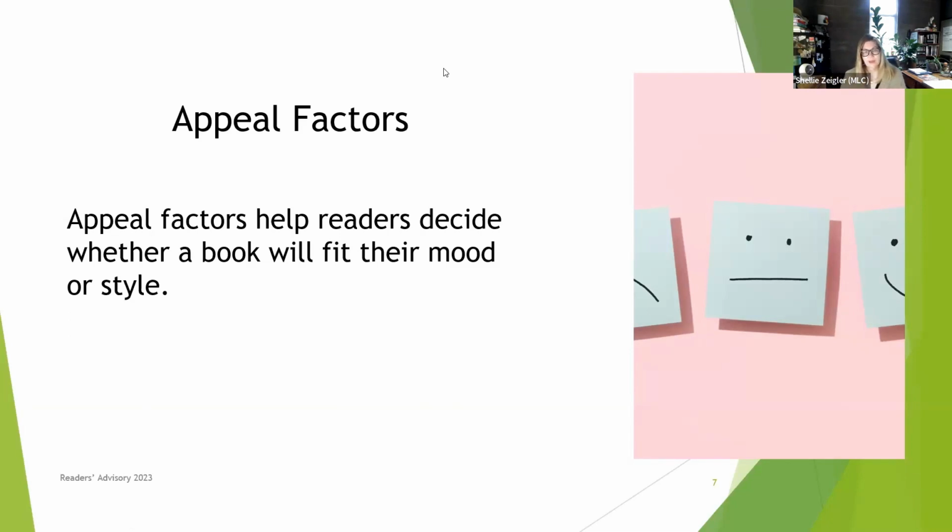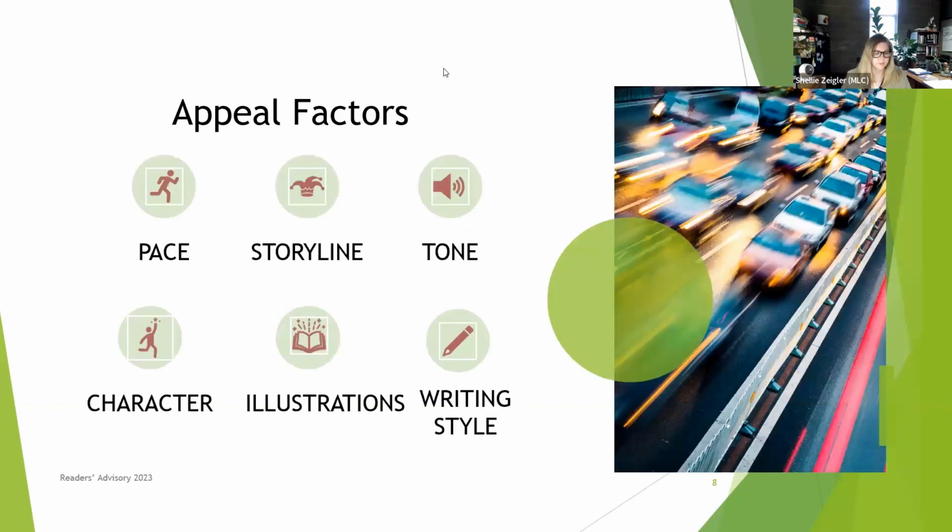Appeal factors help readers decide whether a book will fit their mood or style. Their moods and styles change all the time. Most people's do. I know mine does. Okay, so here are the 6 main appeal factors. And we're going to go through them.